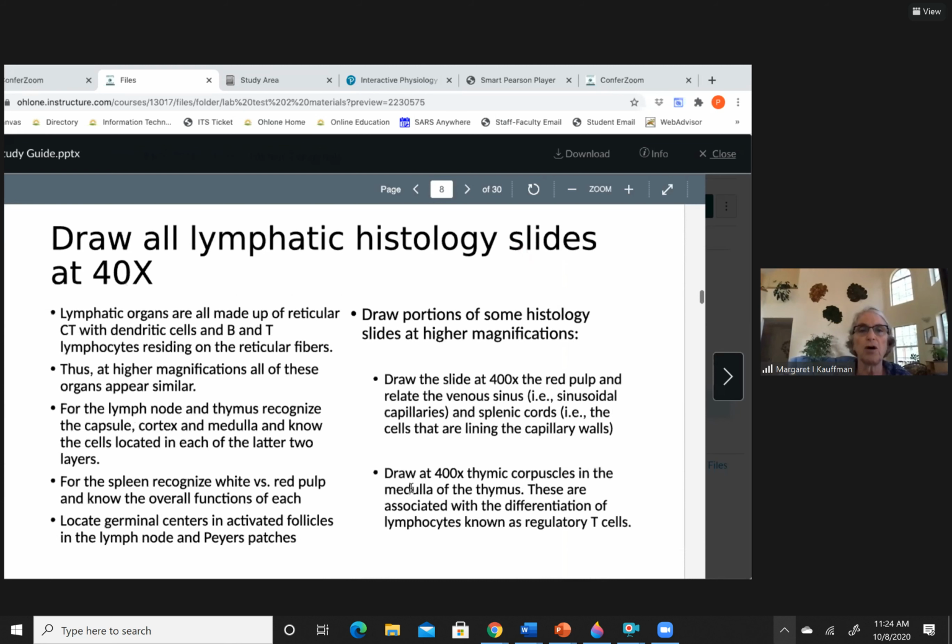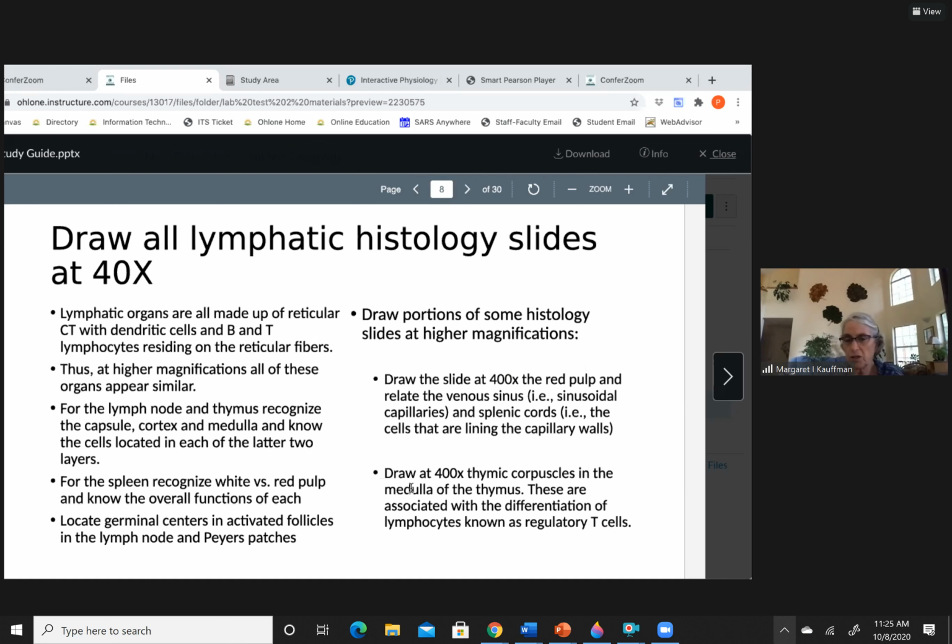So you're going to draw all these histology slides, which I believe there are 4. There's Peyer's patches, thymus, spleen, lymph node. There's 4 of them at 40x. But then you're going to draw some of them again at higher magnification to look for specific structures. Why you're drawing them all at really low magnification is because they're all made of the same reticular connective tissue. If you go really high magnification, they're all going to look kind of the same.